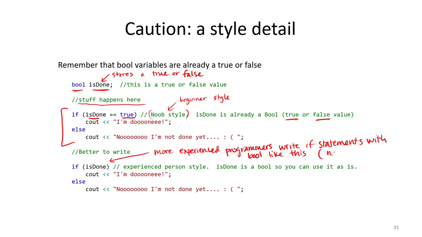So notice there's no double equal true or double equal false. Since is done already is a Bool variable holding a true or a false, we can simply write if is done. So is done is a Bool, so it's going to be either a true or false. If is done holds true, then I'm done triggers. If is done is a false value, then we just get no, I'm not done yet.